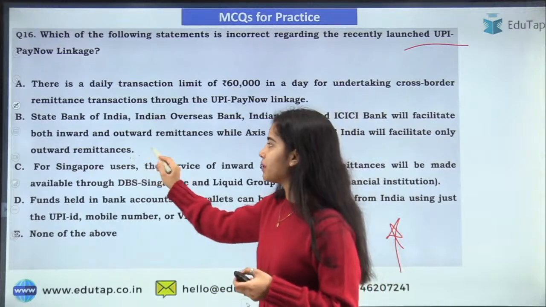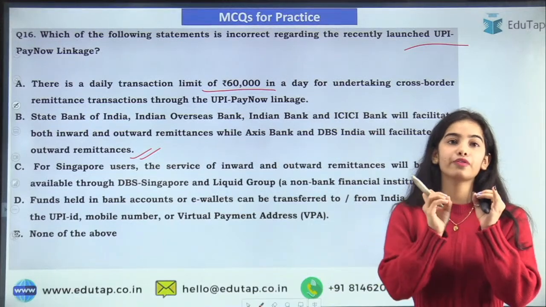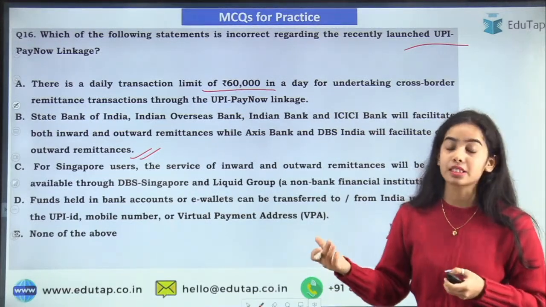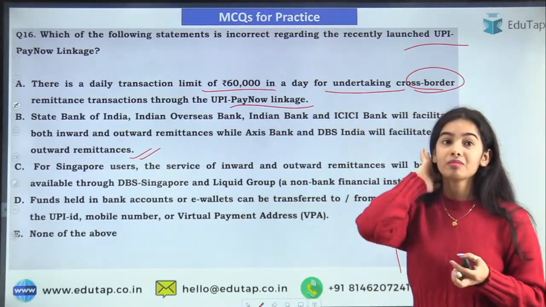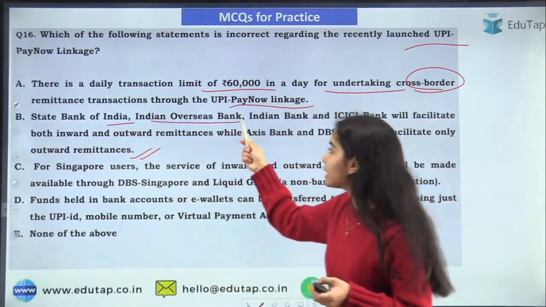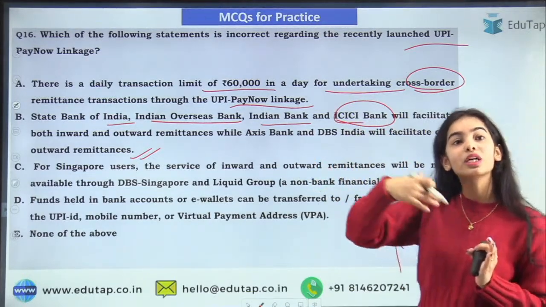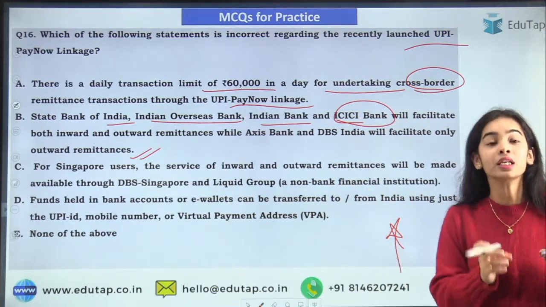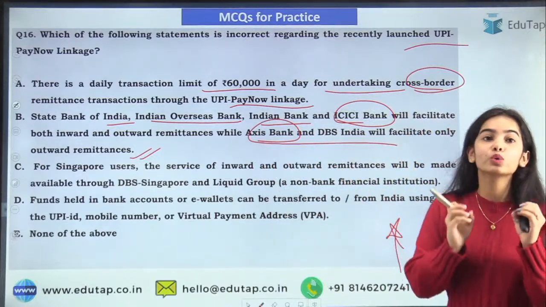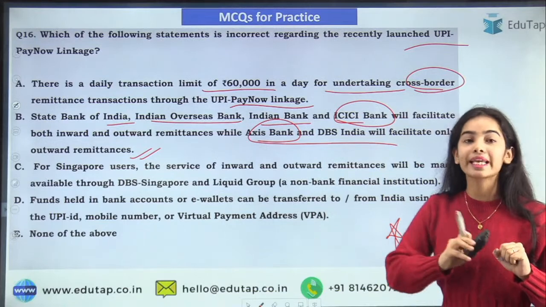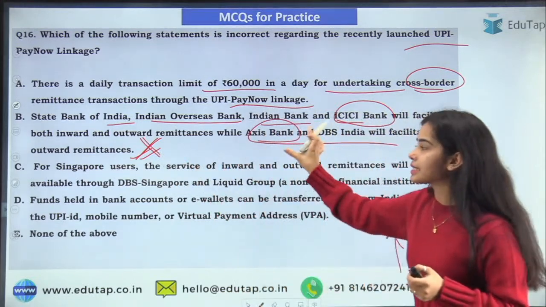I'm getting the right answer as B, and this is absolutely correct. So the first statement is correct, that the daily limit in the UPI PayNow linkage is rupees 60,000 for undertaking cross-border remittance transactions. And here State Bank of India, Indian Overseas Bank, Indian Bank and ICICI Bank can do the inward remittance and the outward remittance also. They can take the money in, they can send the money out. But Axis Bank and DBS Bank can only do the inward remittances. They can only take the money in. They cannot send the money to PayNow through the UPI. So this is the wrong statement, and that's why this is the correct answer.